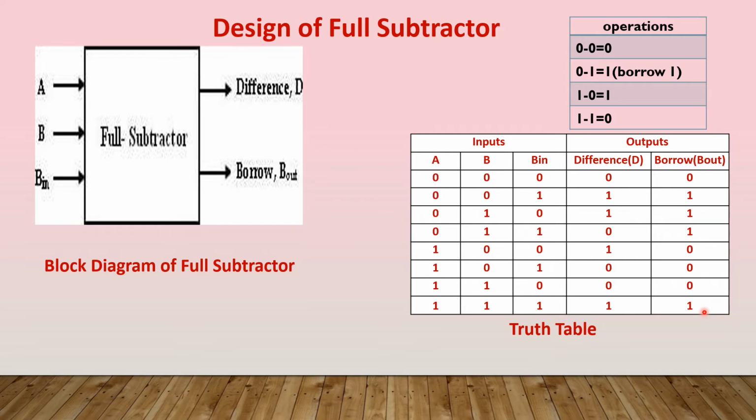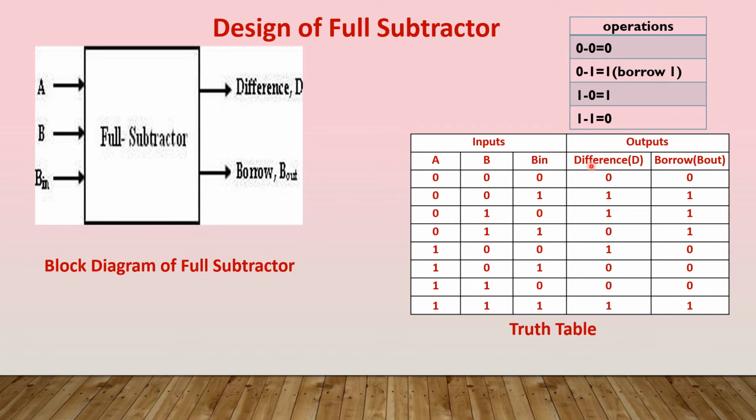Once it is constructed, we can just use the K-map to find out the simplified Boolean expression. So we can select the type of the K-map, that is whether it is 2 variable or 3 variable, based on the number of inputs used. Now in this full subtractor, there are 3 input variables, so we can use the 3 variable K-map. One is for difference, the other one is for borrow out.